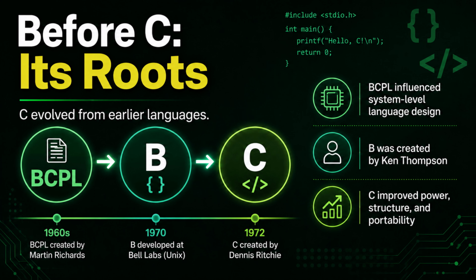This evolution is important because it shows why C became successful. It was not just a new language. It was a practical improvement based on real programming problems. BCPL led to B, B led to C, and C became one of the most influential languages ever created.